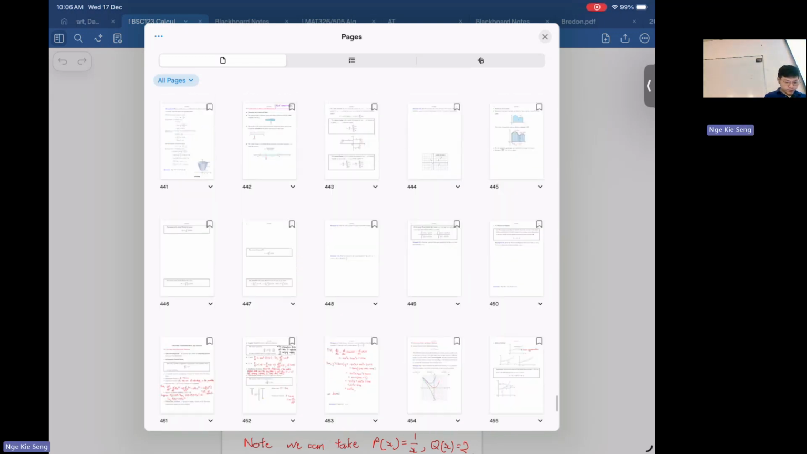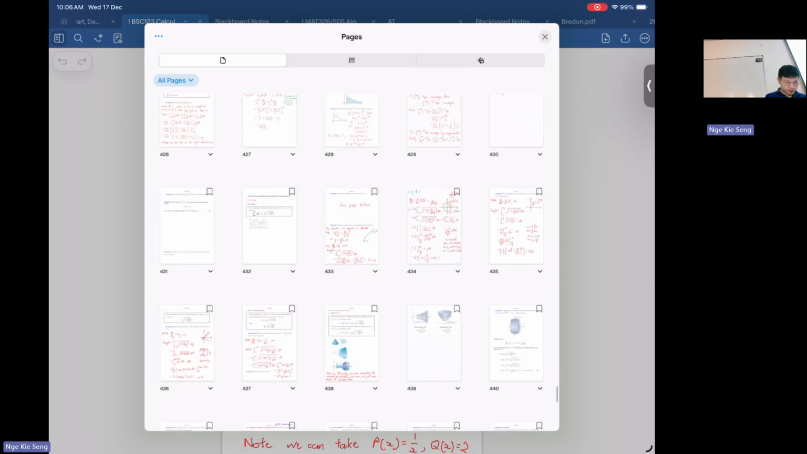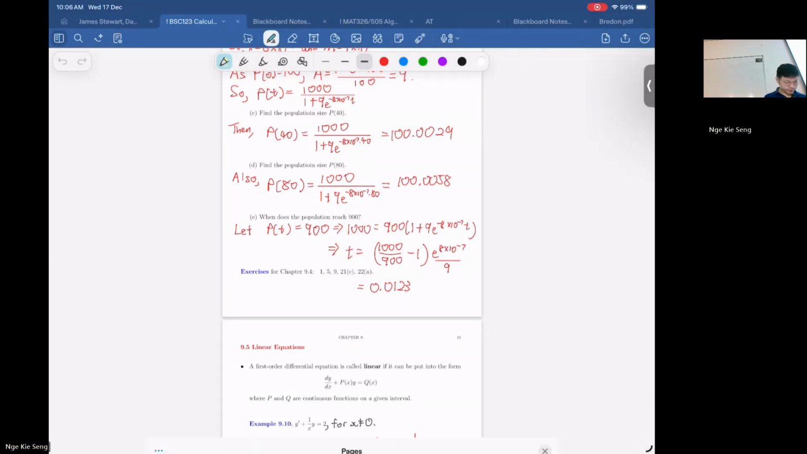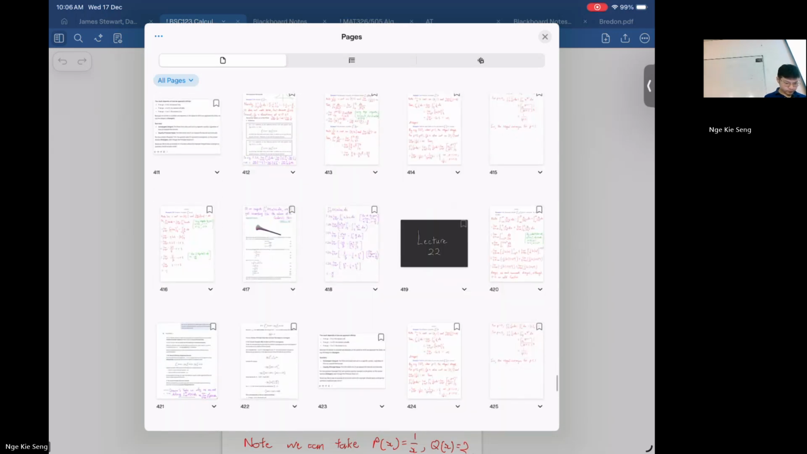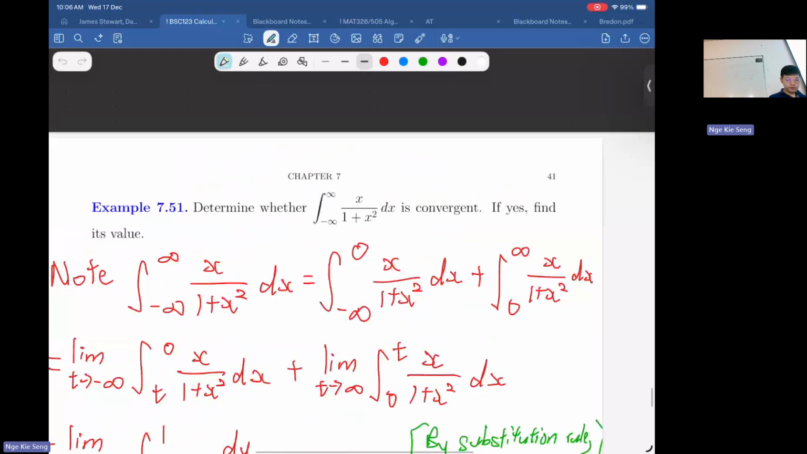So there was a question from Yuhen last week. Yuhen asked about this question here. If you look at this question, determine whether this integral is convergent or not. If you notice, the integrand is actually an odd function. Odd function means what? f(-x) equals minus f(x).